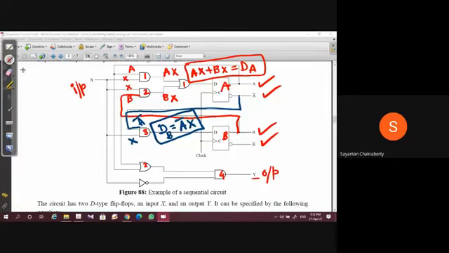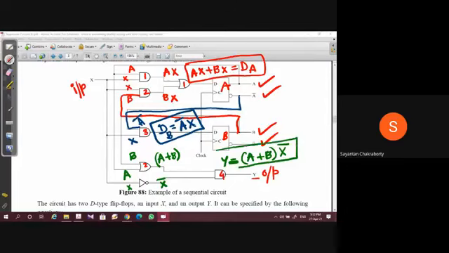So what is the output equation now? For the output equation, this signal is B and this signal is A, so it is A plus B. This is X, so this will be X bar. So Y will be (A + B) X bar. So this is your output equation. These are the driving equations for this sequential circuit model. Understood? DA, the input equation for flip-flop A, is AX plus BX, DB equals A bar X, and Y equals (A + B) X bar.